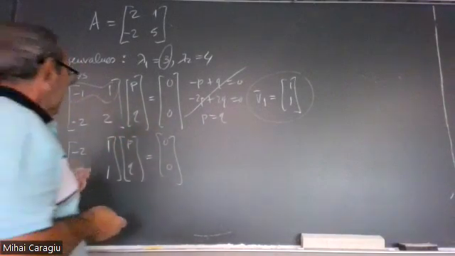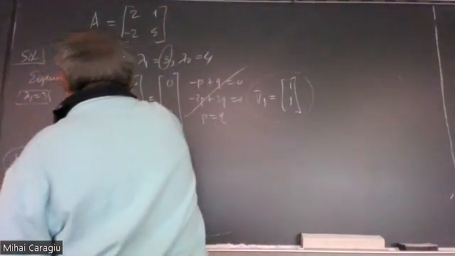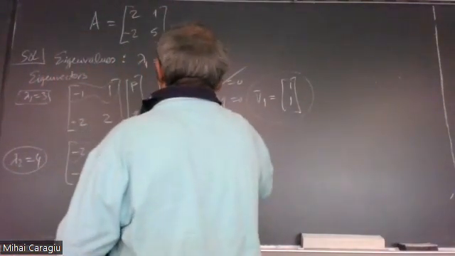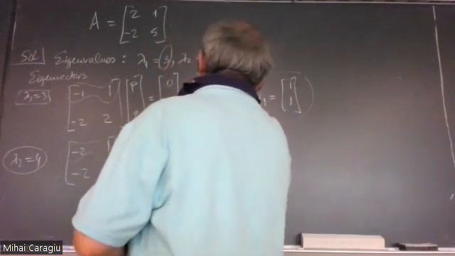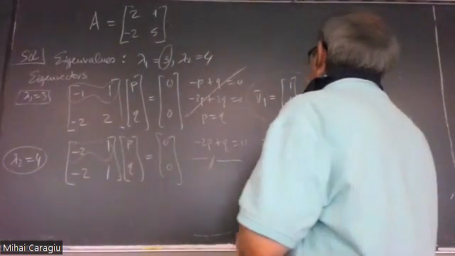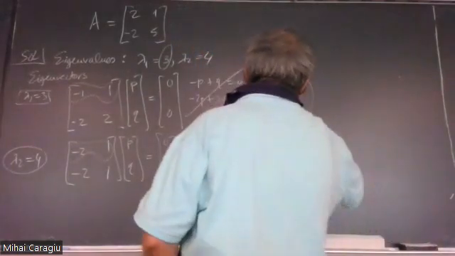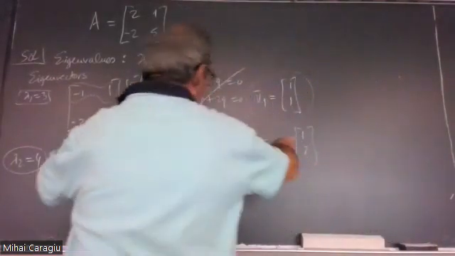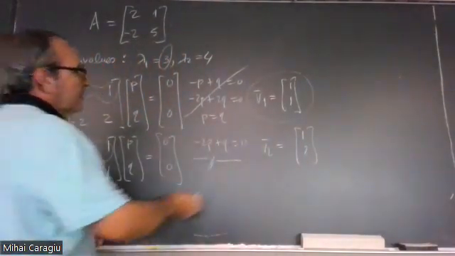Right? Okay, so let's elaborate. What does it mean? Row dot column. Minus 2p plus q equals 0, and then the other one is the same. So what will be v2? V2 will be 1, 2, because we get minus 2 times 1 plus 1 times 2 equals 0. So that's v2.